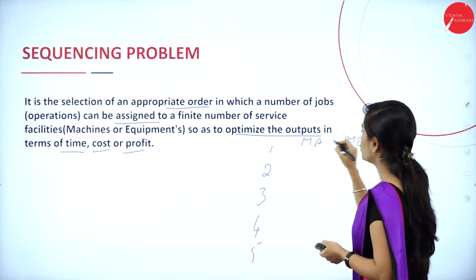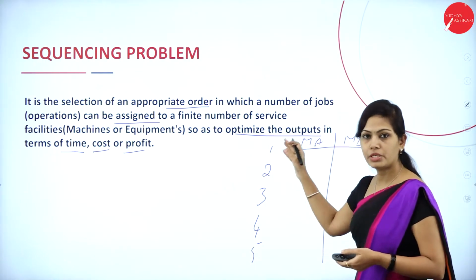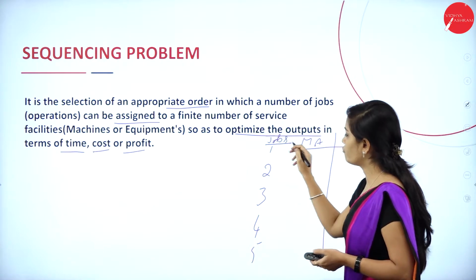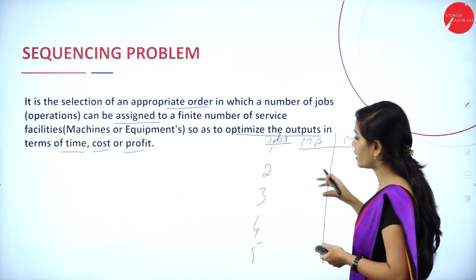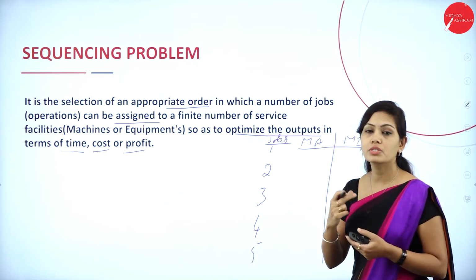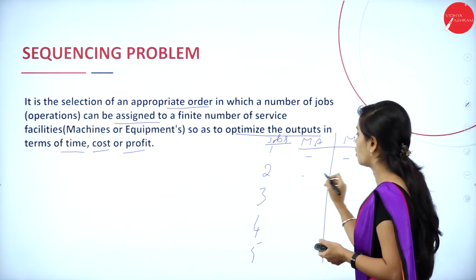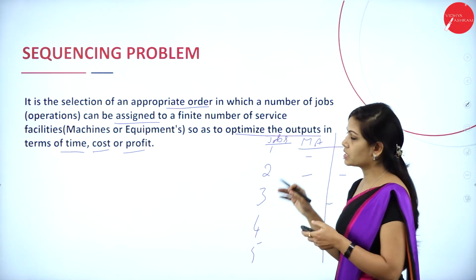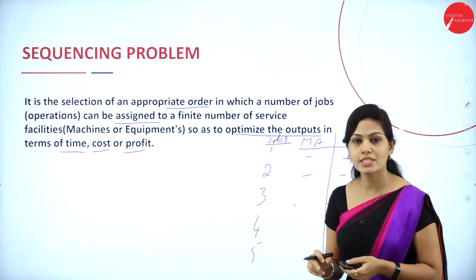For example, if you have 2 machines, machine A and machine B, and these are the jobs, we have 5 jobs. Here we can find the order of the project and the total processing time of each job. This is the technique we use in the sequencing problem.